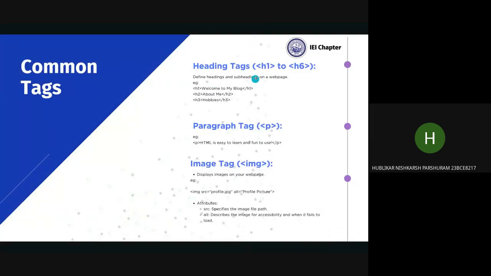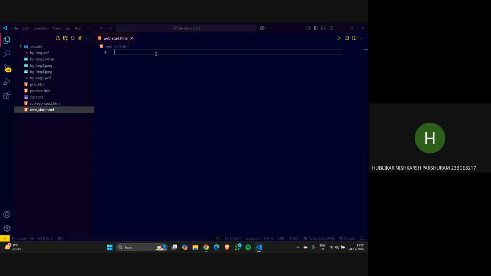So there are a few heading tags from H1 to H6. H1 is the biggest tag. Then there are the paragraph tag and the image tag. Now let's see how it actually works.